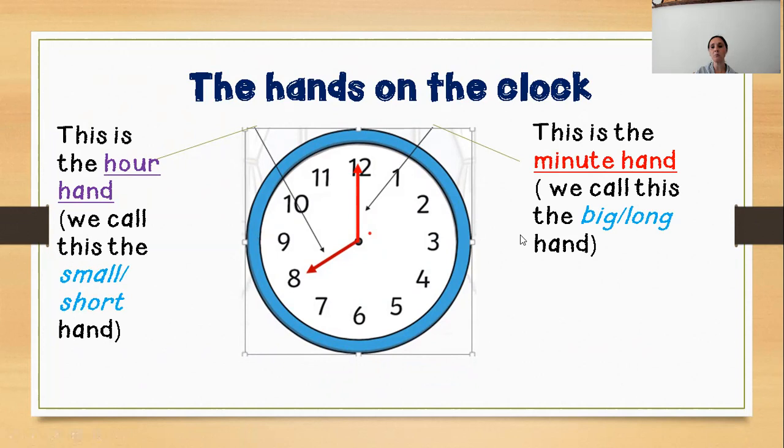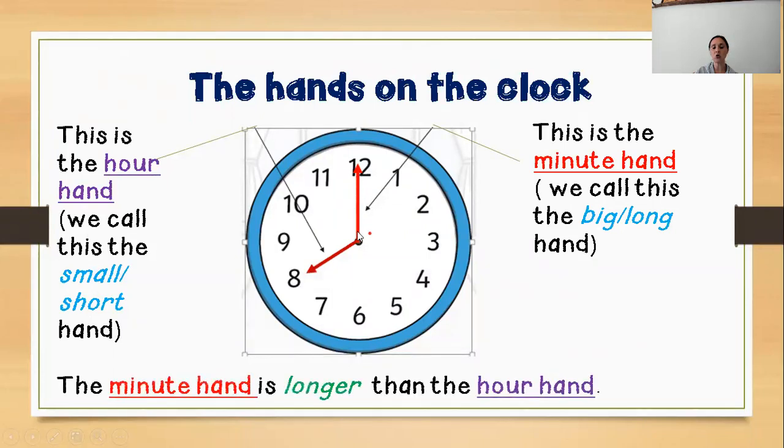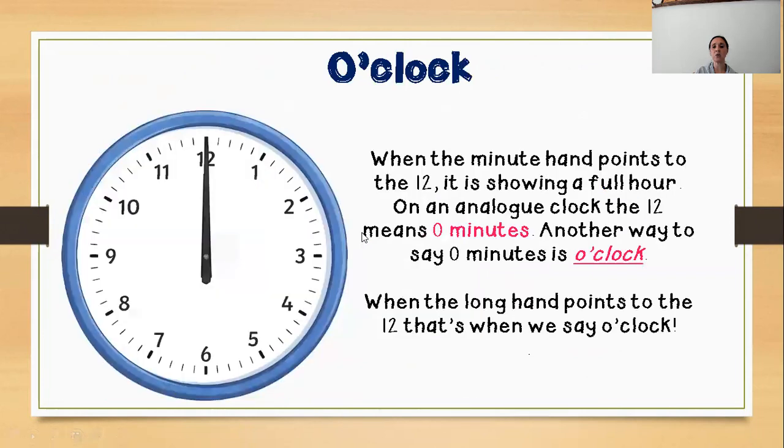And the reason we call it big and long, small and short is because the minute hand is always longer than the hour hand. That way it's easy for us to differentiate between hours and minutes because the hour hand is short and the minute hand is long.